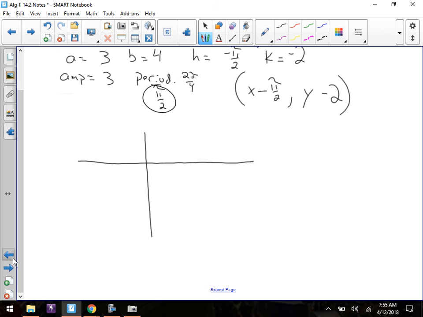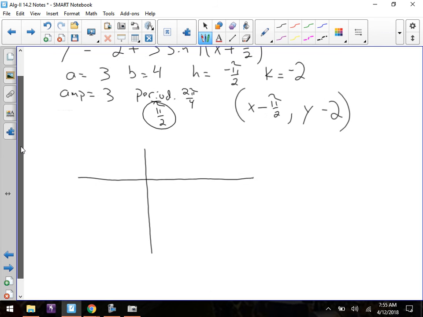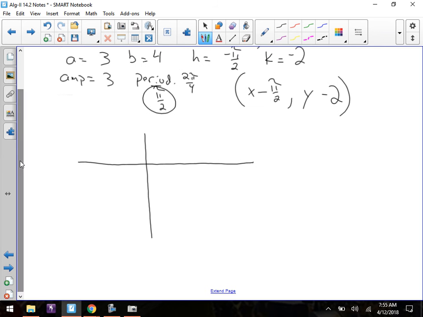Excuse me. This was what, a sine graph? Okay. So first thing we're going to do, we start with our period. We have 0, and it's going to end at pi over 2. Break points. What's half of pi over 2?